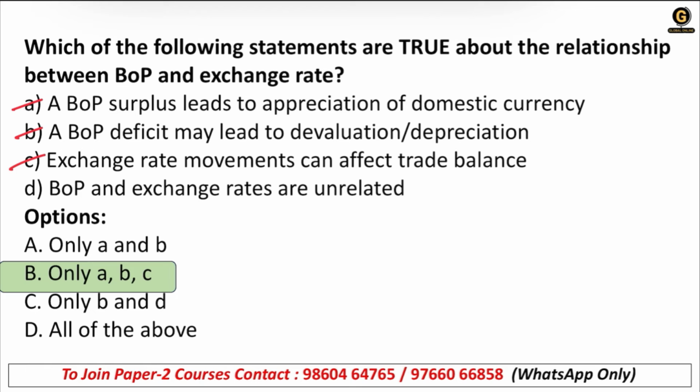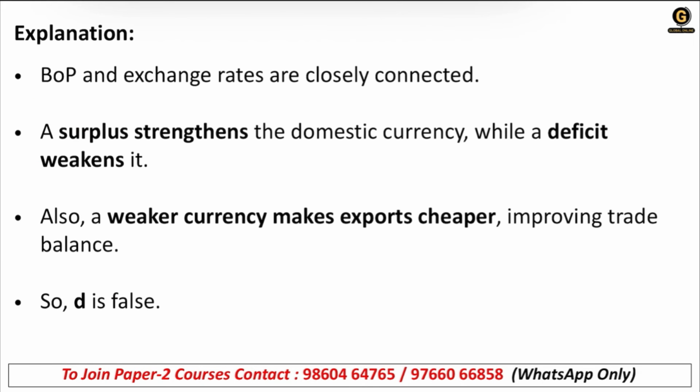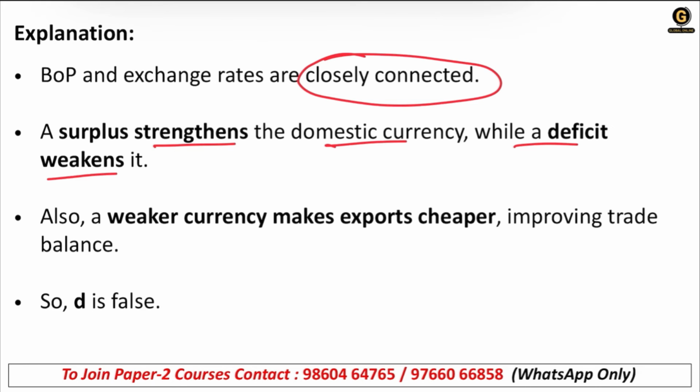BOP and exchange rates are unrelated, right? These are related, it's not unrelated. See, BOP and exchange rates are closely connected. There is a big connection between these two. When exchange rates or currency appreciation and depreciation are happening, it will directly affect the BOP. A surplus strengthens a domestic currency while a deficit weakens it. Correct. Also, a weaker currency makes exports cheaper, improving trade balance. Right. And D is false.